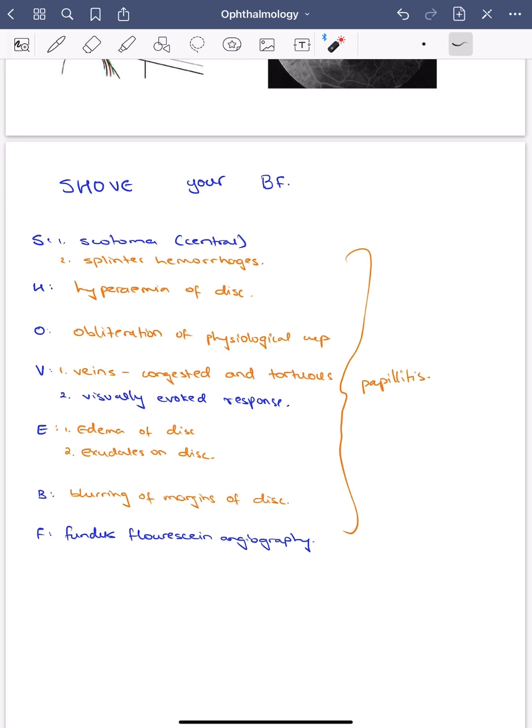And those in orange are features of papillitis. If there is, along with this, macular star formation, then it is a feature of neuroretinitis, and if the fundus appears normal, it is a feature of retrobulbar neuritis.